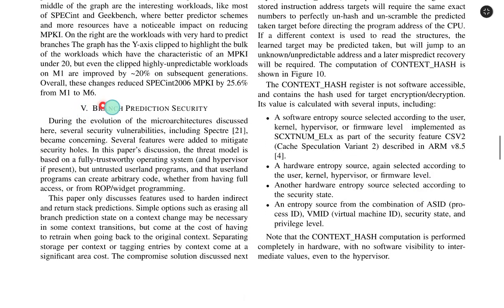Chapter 5. The Branch Prediction Security. During the evolution of the microarchitectures discussed here, several security vulnerabilities, including Spectre, became a concern, so several features were added to mitigate the security holes.